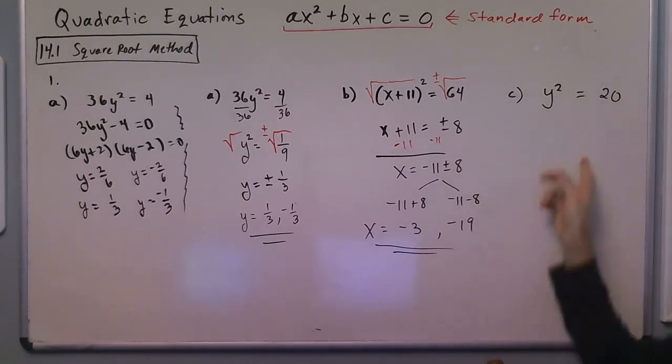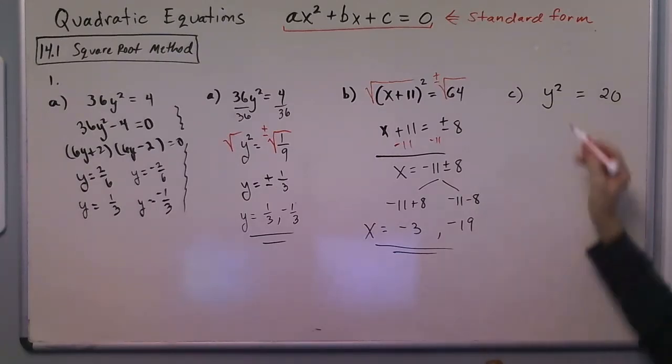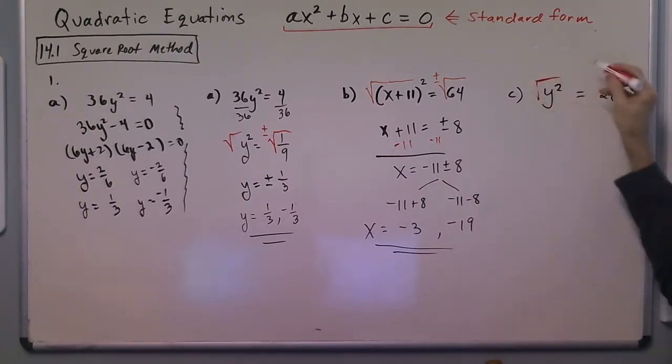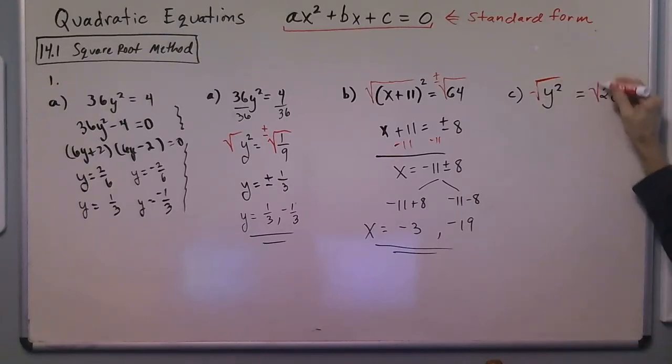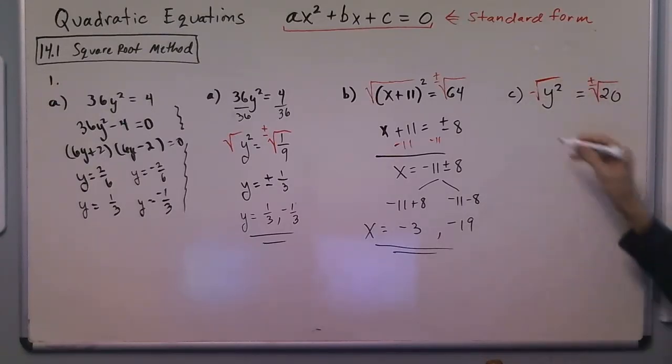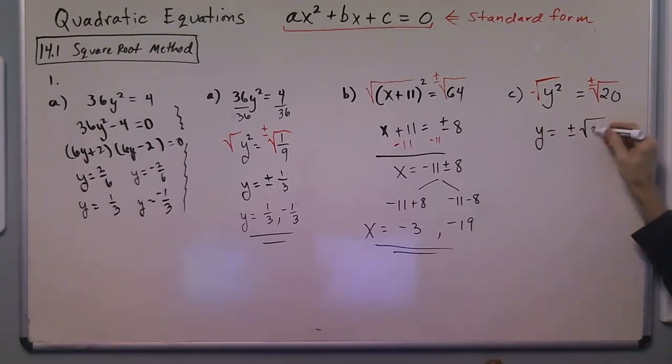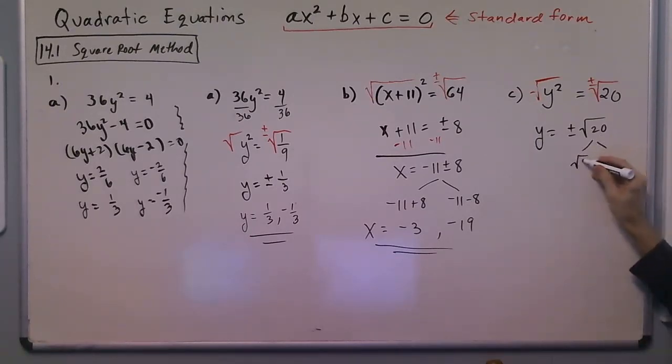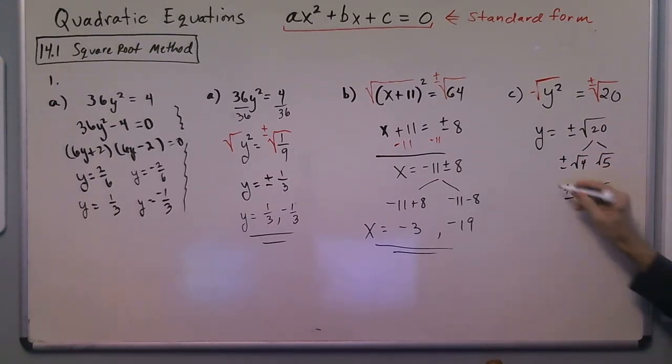And then looking at this one, it's already isolated, so what we can do is square root this side, square root this side, put the plus or minus, and what we get is y is equal to plus or minus the square root of 20, but we have to remember from previous modules that we should simplify this, and this breaks into the square root of 4 times the square root of 5. So we have y is equal to plus or minus 2 radical 5.